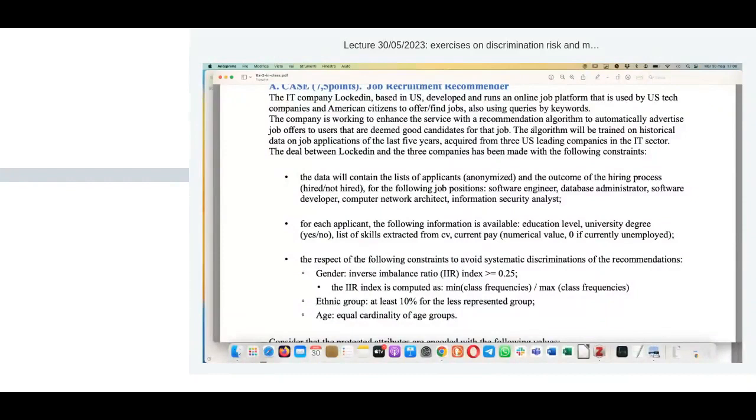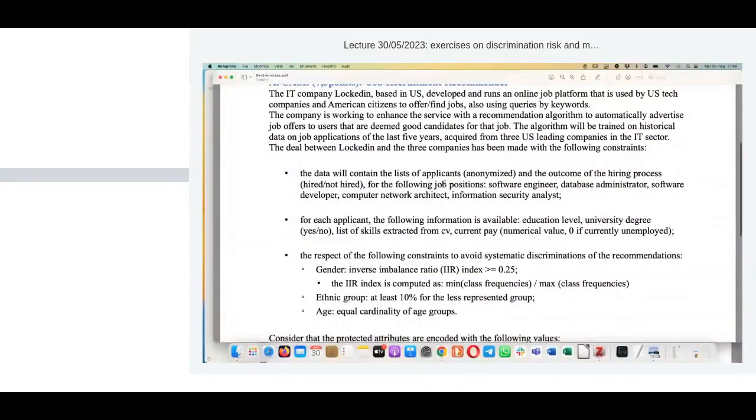The algorithm will be trained on historical data on job applications for the last 5 years. There will be a training. The historical data is acquired from 3 US leading companies in the IT sector. So if I write leading companies, they should be very large companies in the IT sector. The deal between Lockheed and these 3 companies that will provide the historical data for the training has been made with 3 constraints, which are the following.